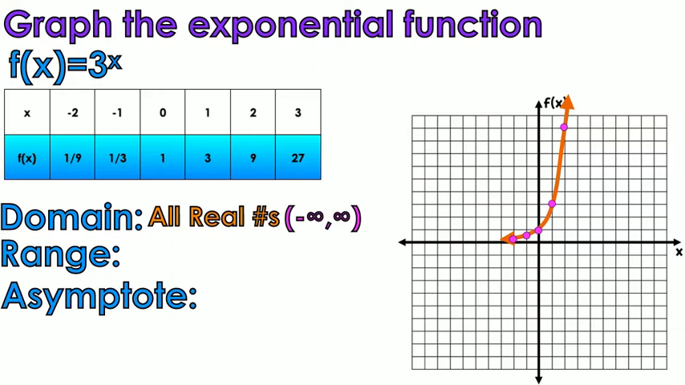Okay, my range: notice it's bottoming out at zero, but not actually touching zero. So y is greater than zero, or zero comma infinity, soft brackets. Where is my asymptote? Well, it is at zero. So I say y is equal to zero. And ta-da, I graphed an exponential function.